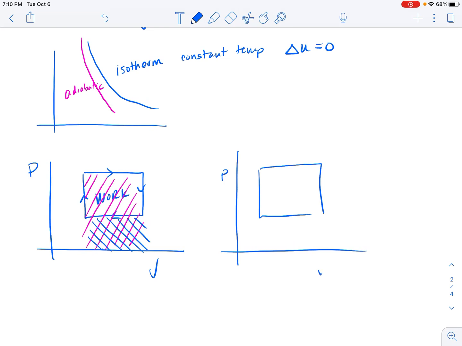What else do we know about graphs like this? When the gas is expanding, that's work done by the gas. When the gas is contracting, that's work done on the gas. It has more work being done by the gas than on the gas. And when the net work is being done by the gas, that is a heat engine.